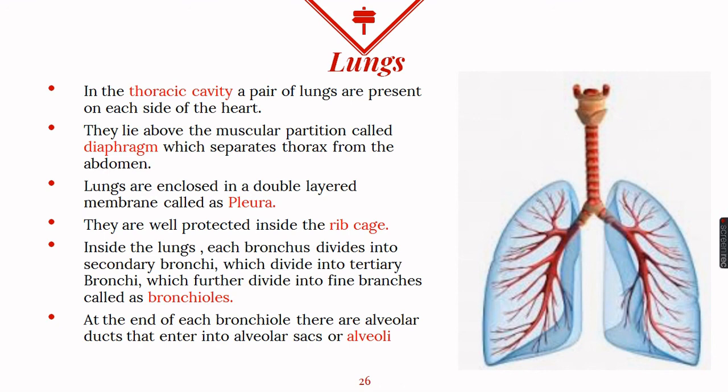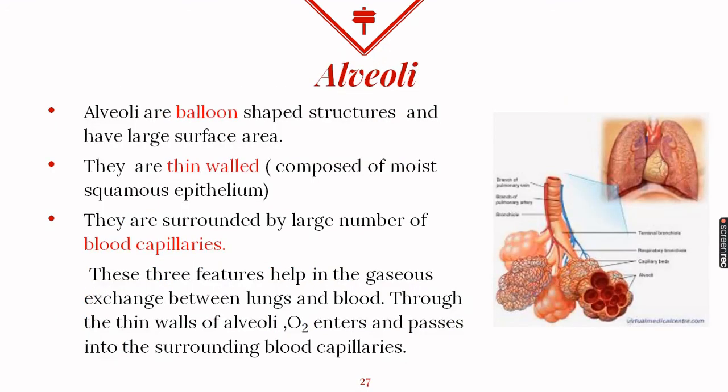Now these structures, alveoli, are the actual structures where exchange of gases is taking place, so we can well imagine how protected they are. Inside the lungs they are present, and outside the lungs there is a double layered protective membrane which is called as pleura, and the lungs are present inside the rib cage. So alveoli are well protected inside it. Part of the respiratory system where actual gaseous exchange is taking place is alveoli.